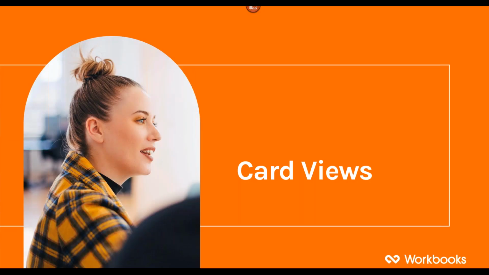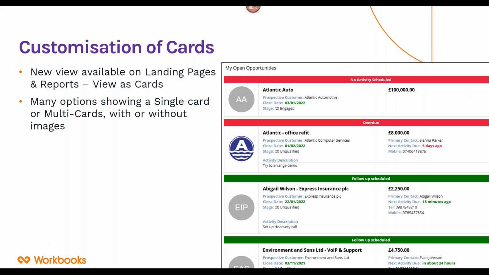I talked about card views. This being a new view, as it says here, that's available on landing pages and reports. You can view things as cards rather than just the grid where maybe you have to scroll along to the right-hand side. And there are quite a few options for the layout of that card. We looked at the single card, which is showing here in the screenshot, but you can have multi-cards, which are several cards wide across the screen. But of course, you won't get as much detail in them, there's simply not as much space.